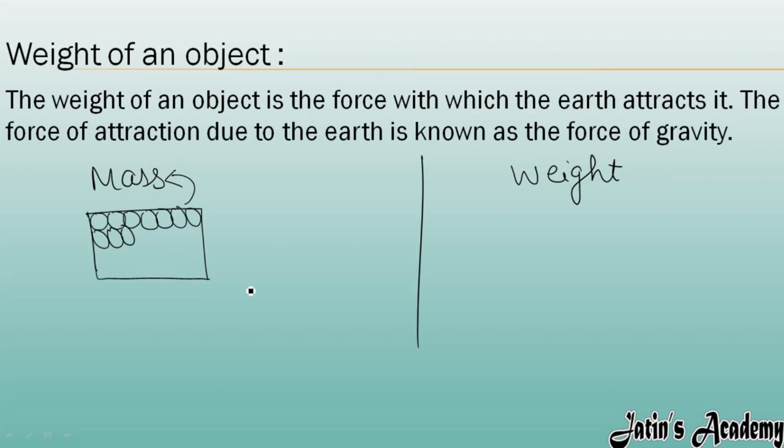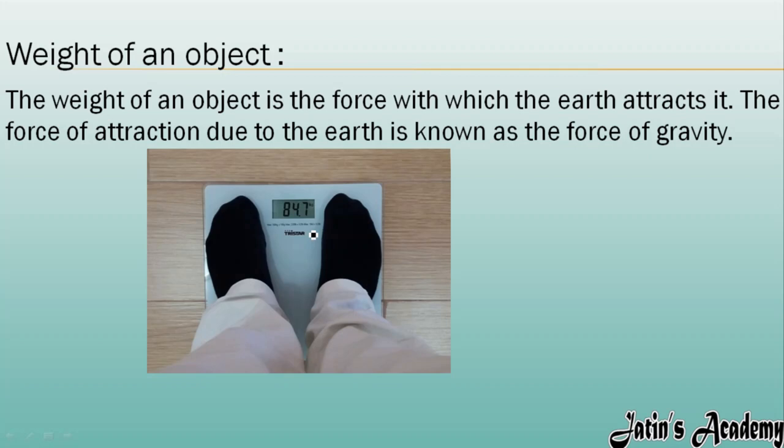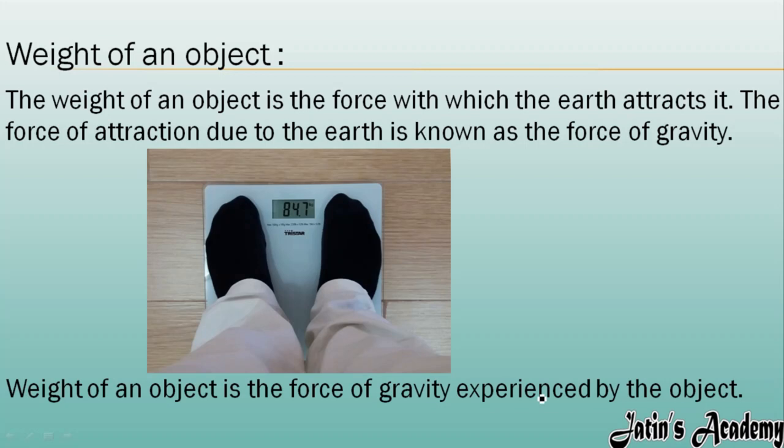Fine. What do you mean by weight? Weight, I already told you. Each and every object is going to be attracted towards the surface of the earth with some force, and that force is nothing but the weight of an object. This is the main difference between mass and weight. Actually, these are the definitions related to mass and weight. See, this is a weight. When we are measuring, it is giving us the weight. Next, we are having: weight of an object is the force of gravity experienced by an object. This I already told you: whatsoever object is going towards the surface of the earth or falling down, all those objects have some gravitational force, and that force is nothing but the weight of an object.